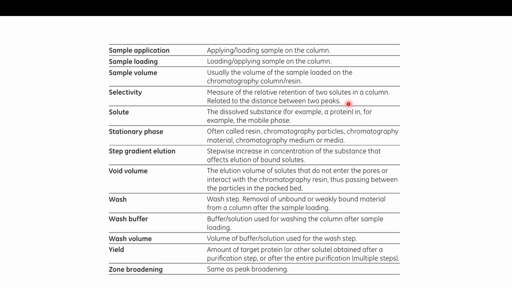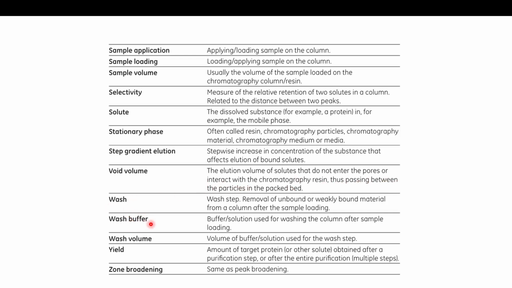Okay. For a good selectivity, the distance between the two peaks should be optimum. It shouldn't be too small, so that two compounds are not really being resolved or separated out very distinctly from each other. Solute is the dissolved substance, like your sample of interest basically. Stationary phase is your matrix. Void volume is the elution volume of solutes that do not enter the pores or interact with the chromatography resin, thereby passing between the particles in the packed matrix.